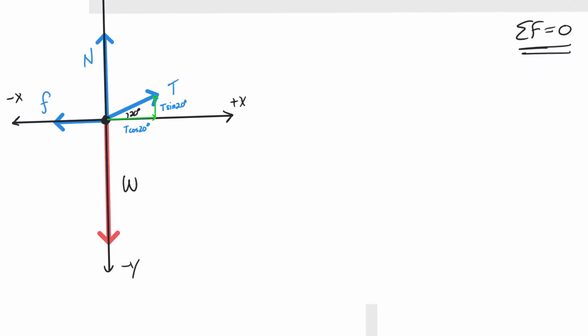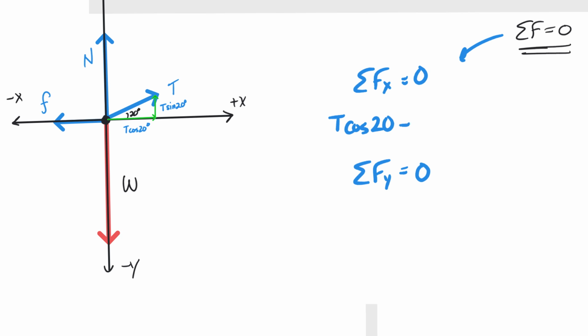So, net force in the x direction and net force in the y direction. I know I can't hold you. They both are 0. But I want to just quickly do this. T cosine 20 minus f equals 0. Right, those are the ones that are in the x direction.